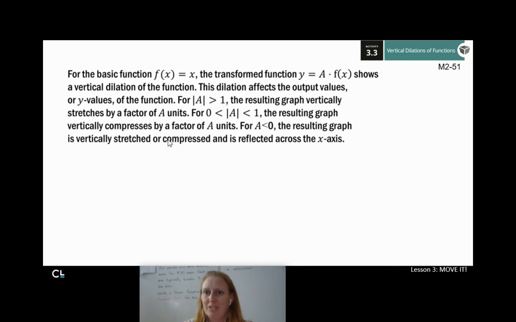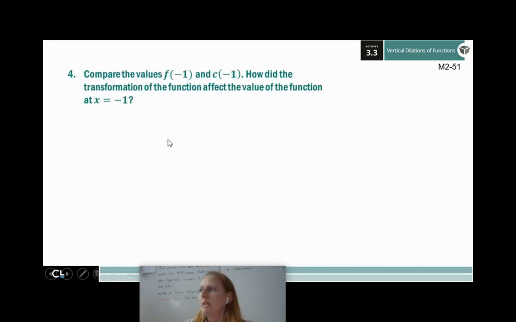Interesting stuff. Can you just take a moment and compare, can you find f of negative 1 and c of negative 1? And how did the transformation affect the values at x equals negative 1? Go ahead and hit pause, find each of these, talk about what happened, and then hit play to keep going.